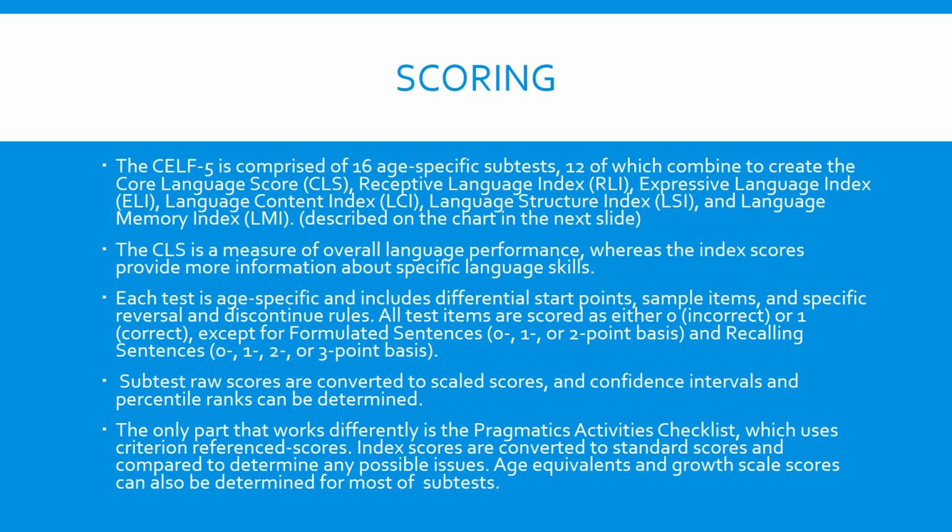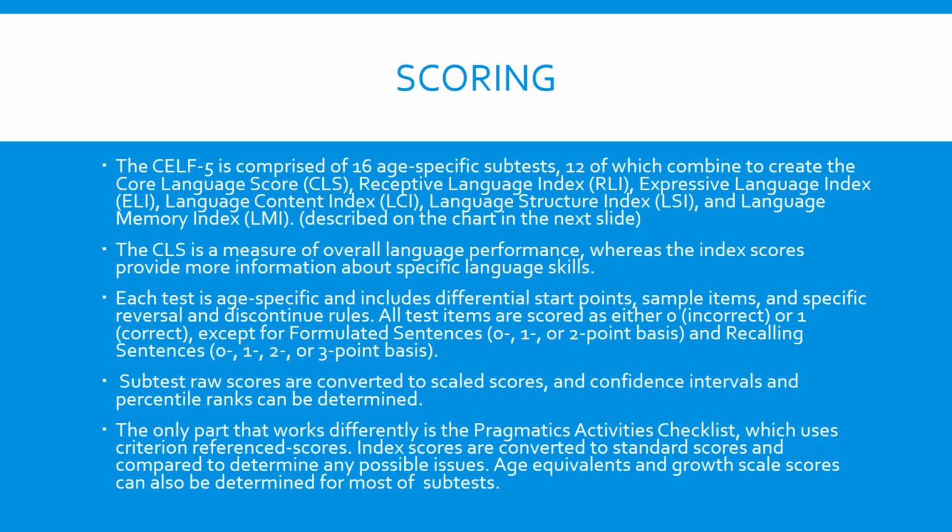So, as we know, the CELF 5 is comprised of 16 subtests. 12 of these subtests combine to create the core language score. Then there is the receptive language index, expressive language index, language content index, language structure index, and language memory index, which is described on the chart in the next slide. You guys can take a look at that. I'm probably not going to talk much about it.